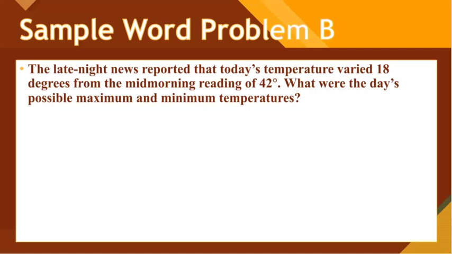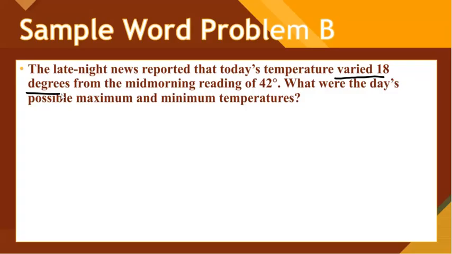Next, these are all word problems, but still dealing with absolute value. It says the late night news reported that today's temperature varied 18 degrees from the mid-morning reading of 42 degrees. What were the day's possible maximum and minimum temperatures? So it varied 18 degrees. That means it could be 18 degrees above or 18 degrees below.